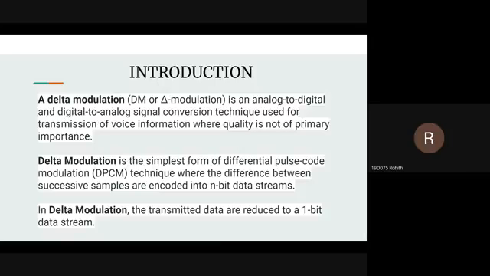Delta modulation is the simplest form of differential pulse code modulation, in which the analog input signal is compared with the average value of the analog input. When the input signal rises above the average value, it is considered a logic one. When it falls below the average value, it is considered a logic zero. By using this digital principle, we convert the analog into digital signals. In delta modulation, the transmitted data are reduced to a one-bit data stream. Next slide.